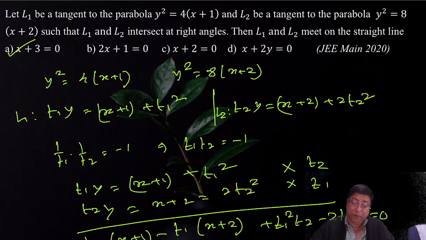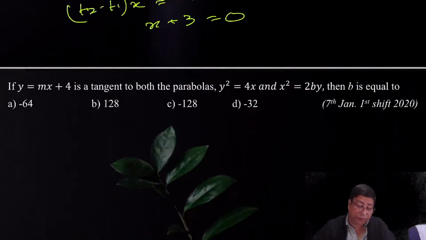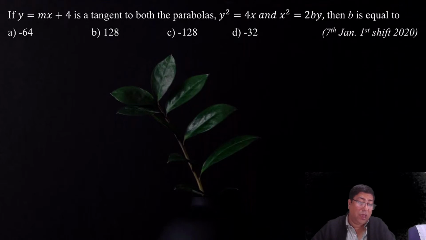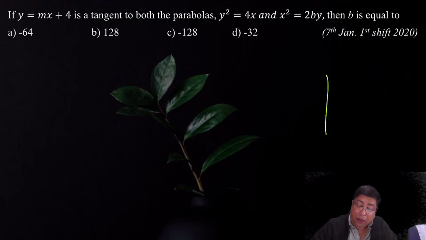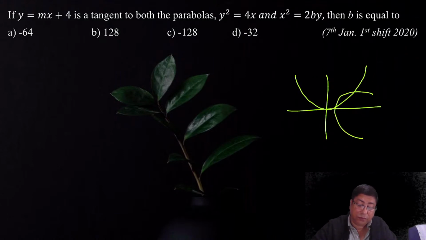Let us go to the next one. We have to cover all the conic sections today. So let's see. If y equal to mx plus 4 is a tangent to both the parabolas y square equal to 4x and x square equal to 2by, then b is equal to what? Generally, it is very important that y square equal to 4x and x square equal to 4y, this type of parabolas are very important.